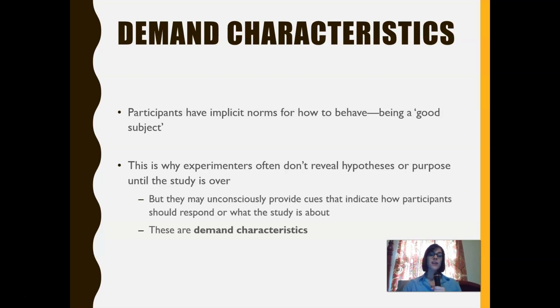And so because of this, it's really, really important not only to do blinding, as we mentioned before, making sure that anybody who's running the experiment is unaware of the hypothesis you're trying to test, but it's also why experimenters do not reveal a hypothesis or the purpose of the study until it's over. But even when you do this, you may unconsciously be providing cues that indicate how participants should respond or what the study is about, and those are demand characteristics.